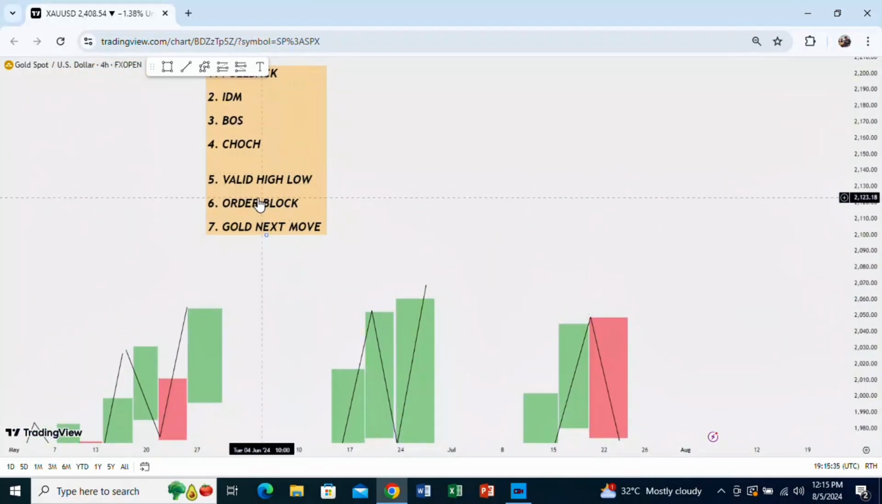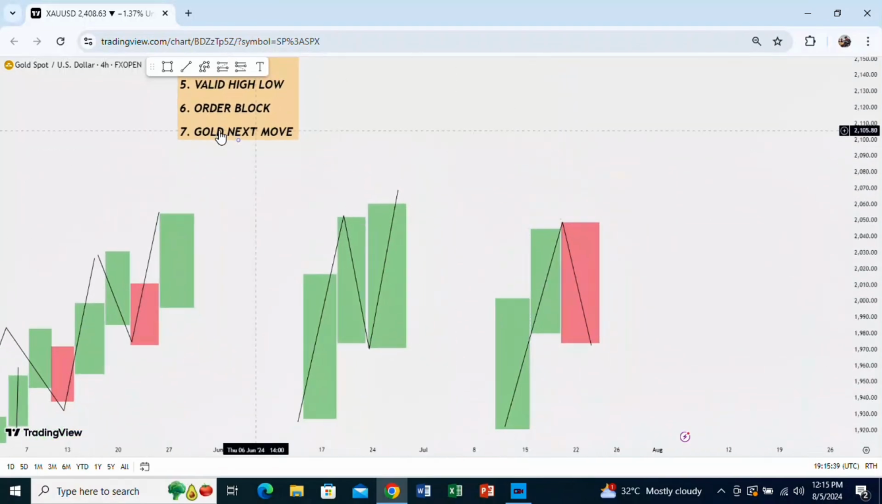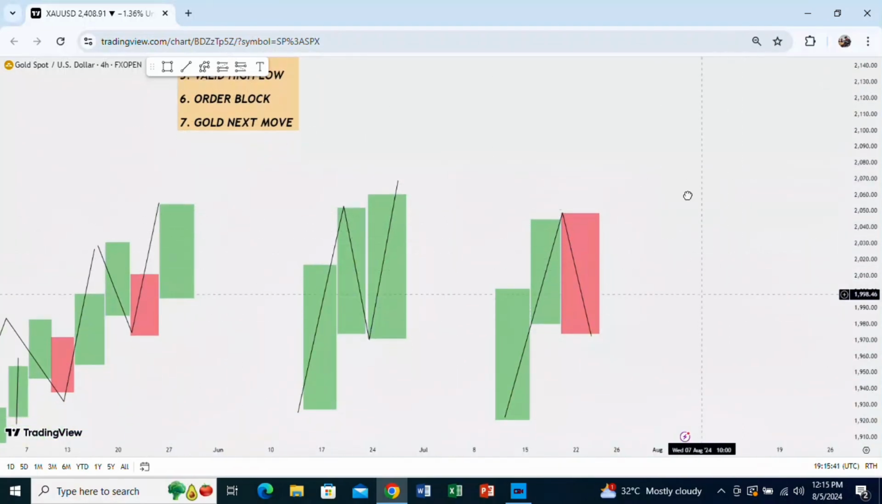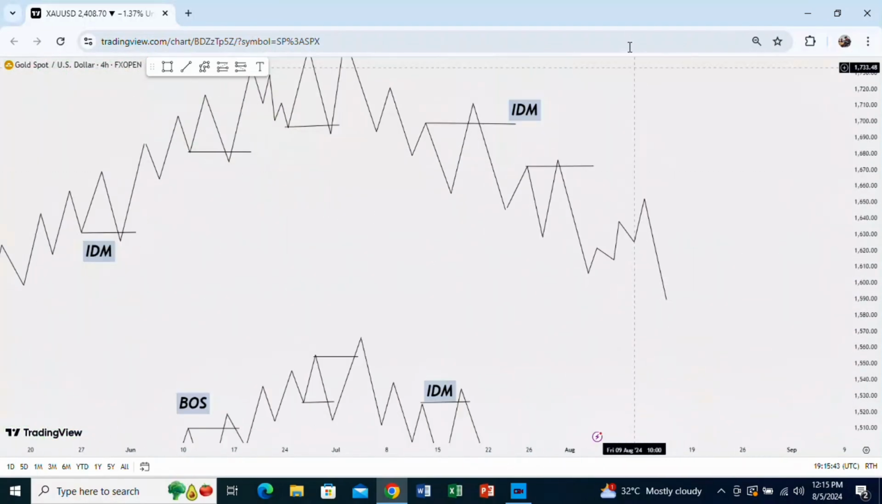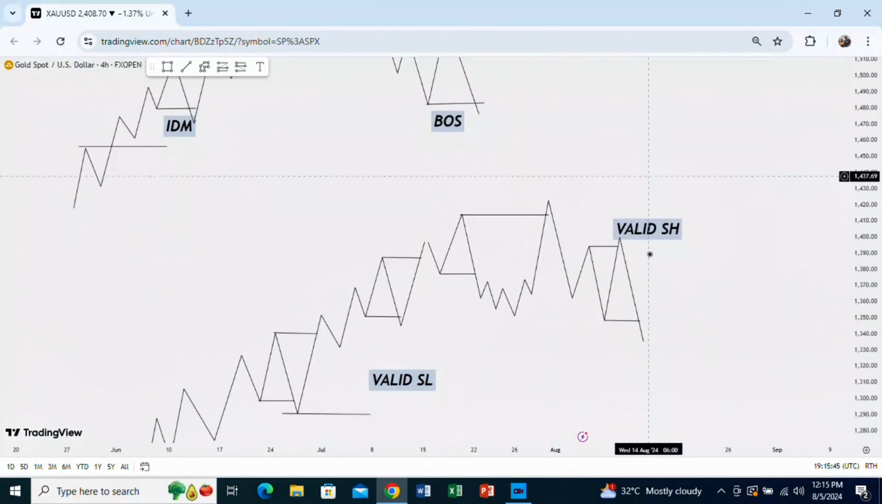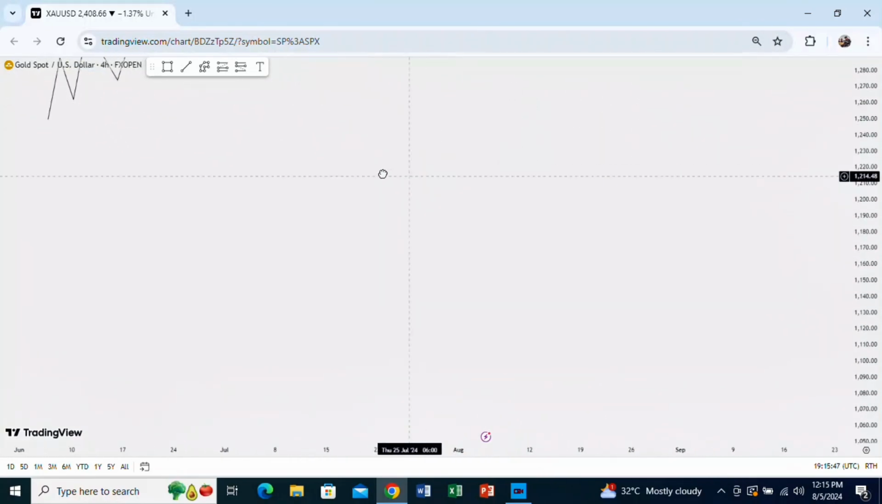What is our next concept? It is order block. Okay, then we will discuss change of character, and then I will teach you what will be the next move of gold, and I will show you some examples from the chart.